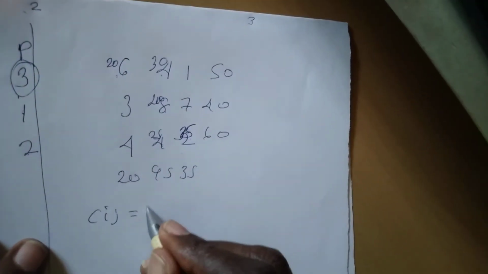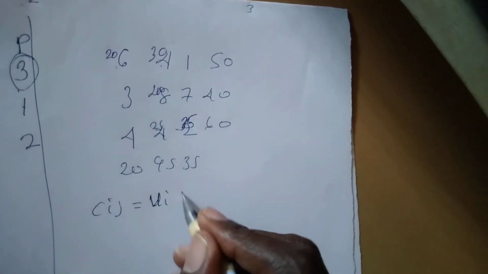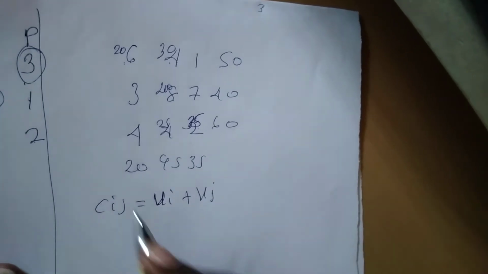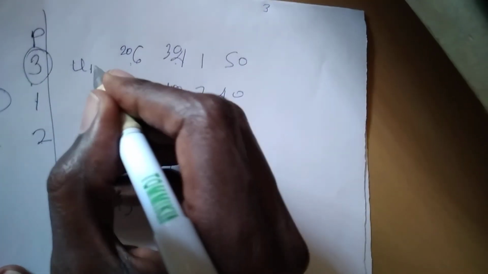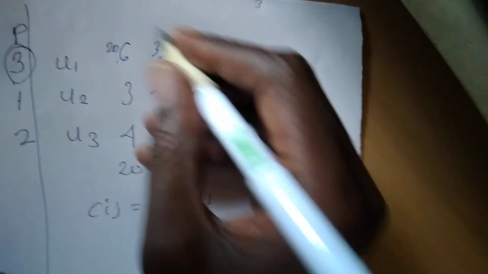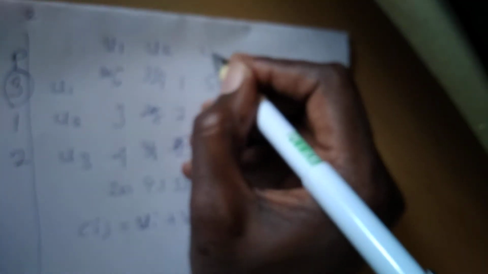Now we are solving the problem. We are identifying the values u1, u2, and u3. At the top here we have v1, v2, and v3. Now we need to find the values for these letters. So how do we get the values? This is how we get the values.